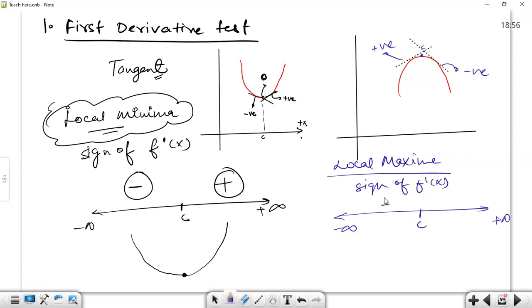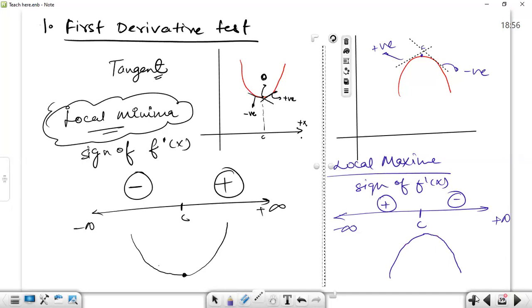Before c, it was positive. After c, it was negative. So the graph would be somewhat like this, because the slope is positive. On c, it would be parallel, and then on negative, it will start decreasing. So this is the case of local maxima. I hope you are able to understand. So first derivative test complete.